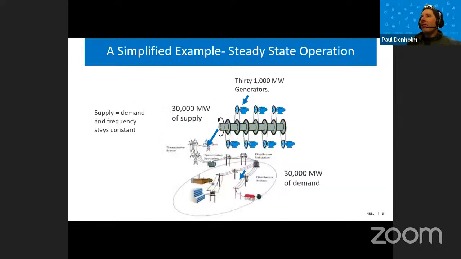So a real quick example of what we're talking about here. I've got a cartoon example of a supply and demand balance. In this particular case, we've got a bunch of generators and a bunch of load. And when that supply equals demand, we have a constant stable frequency.